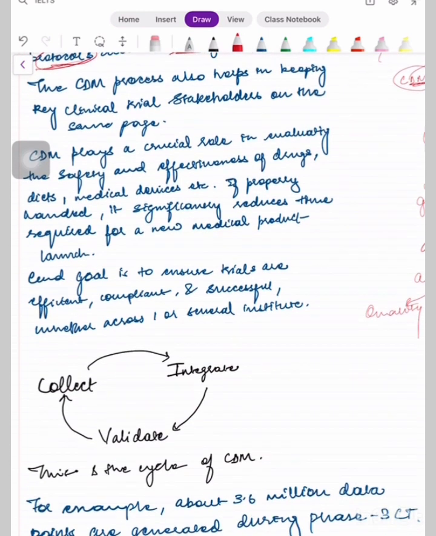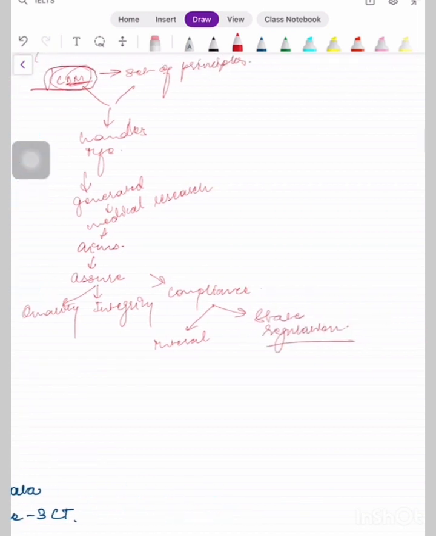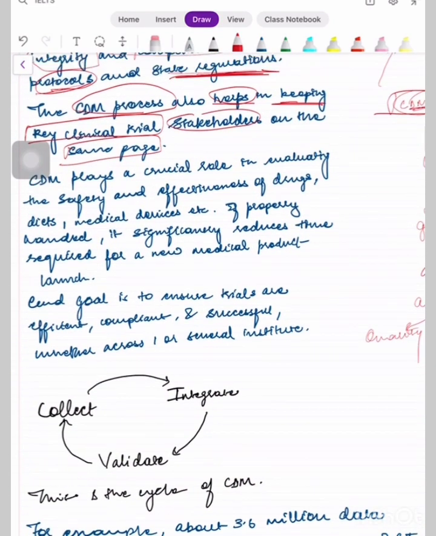The CDM process also helps in keeping clinical trial stakeholders on the same page. So if we have clinical data management, and this is a general point, if you have managed data pretty well, and this data could be related to anything, here right now it's related to clinical trials, then it's known as clinical data management. But any data that is managed well helps different parties stand on the same page, that is, they have the same knowledge. It's not that any confusion is created.